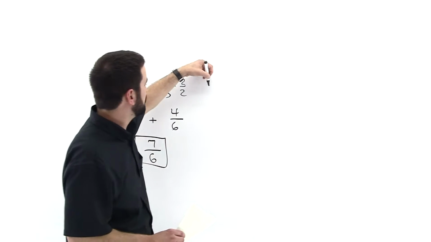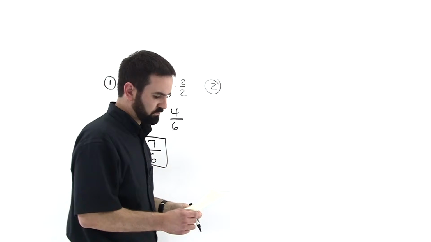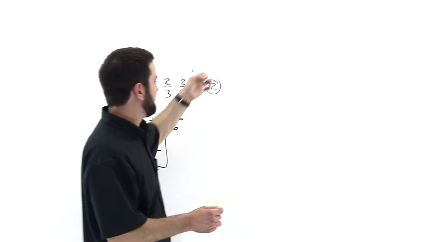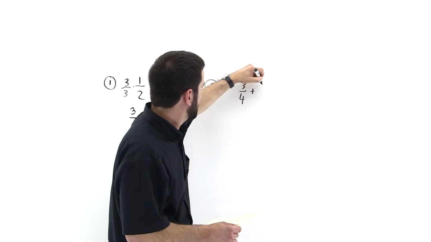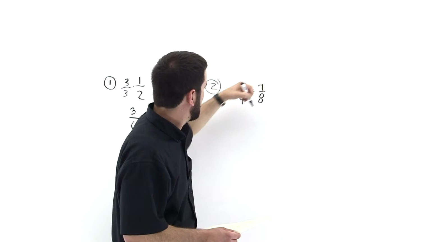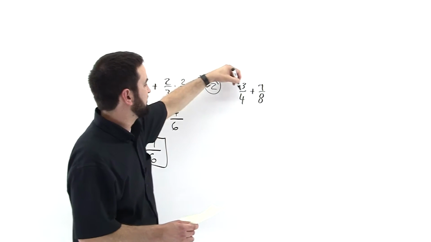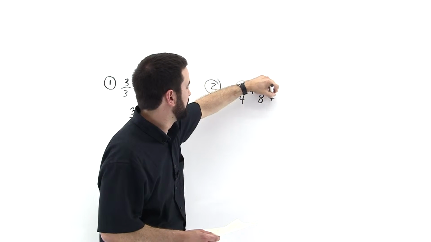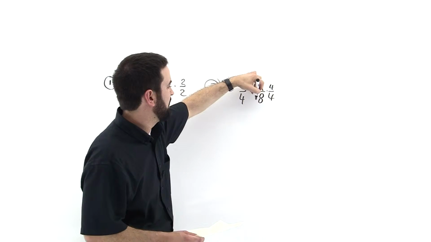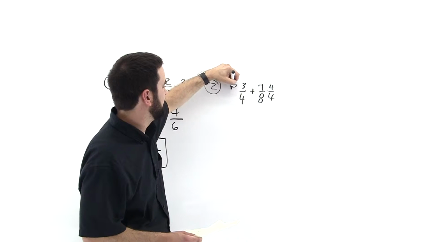Okay, number 2. 3/4 plus 7/8. Okay, so take this 4 here and multiply this fraction times 4 over 4, and then take this number 8 and multiply this one over here times 8 over 8.